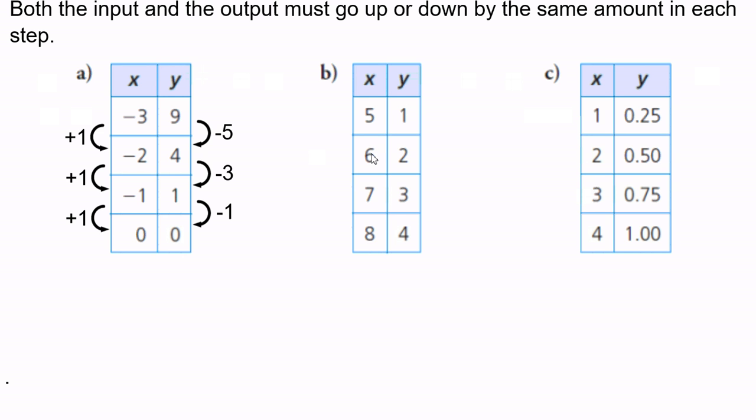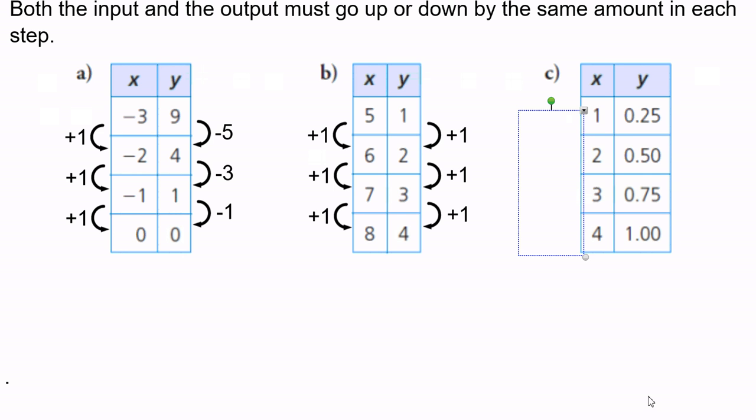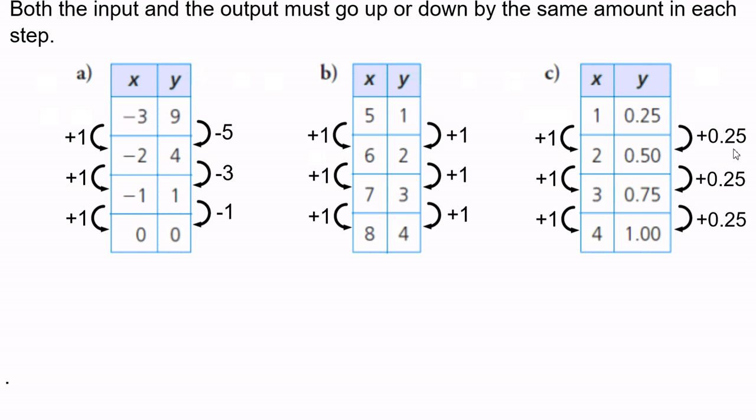In B, 5, 6, 7, 8, that goes up by 1 each time. 1, 2, 3, 4, those also go up by 1 each time. And in C, 1, 2, 3, 4, those are going to go up by 1 each time. And 0.25, 0.50, 0.75, and 1.00, those ones are going up by 0.25 each time. You can think about this one like I'm adding a quarter to the pile of money I have every time.